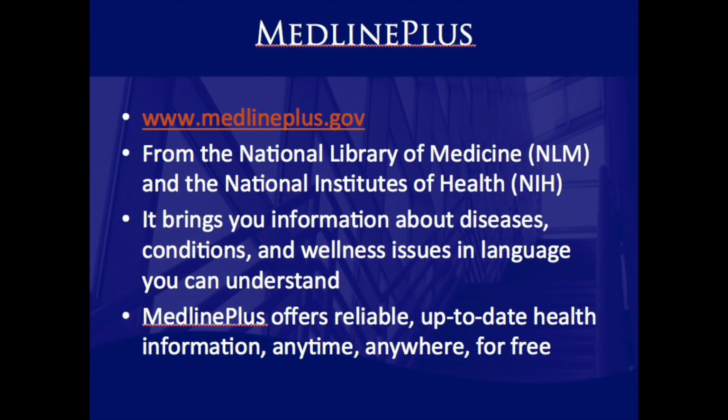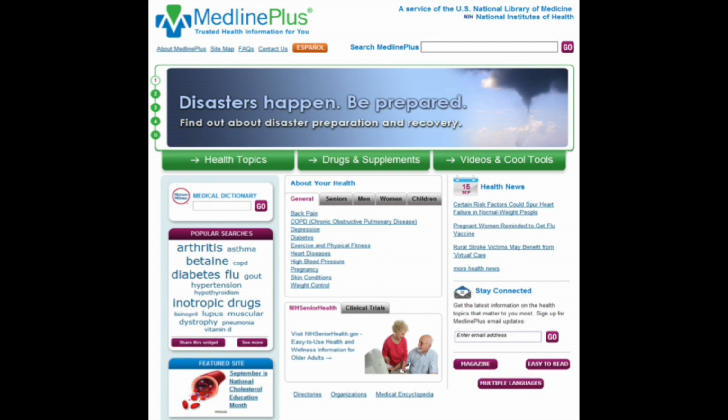So the first site that I wanted to cover with you today is called Medline Plus, and it is a site that comes from the National Library of Medicine and the National Institutes of Health. This site is going to have consumer health information. It's going to have information about different diseases, conditions. You can even look at alternative medicine in here, and we're going to go ahead and visit it. So Medline Plus looks like this.